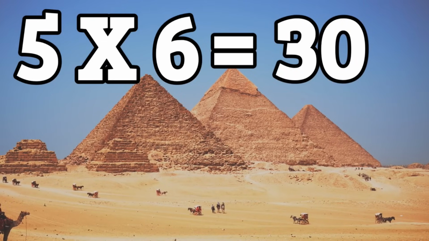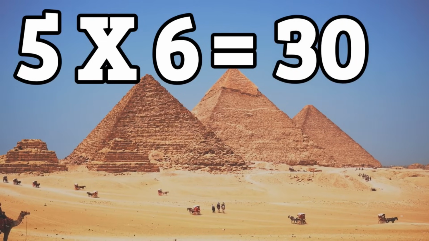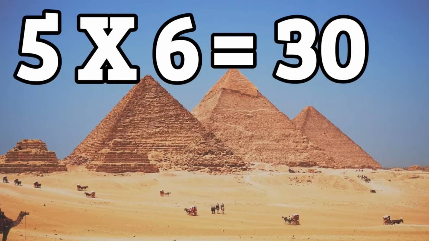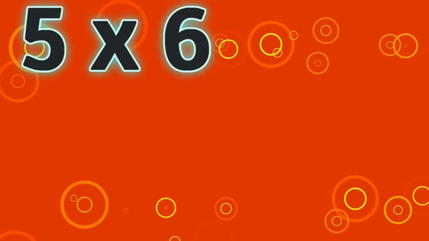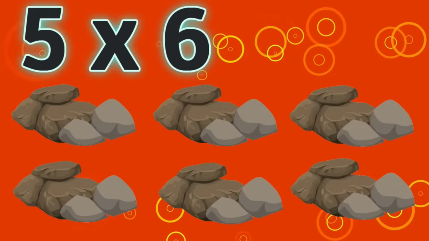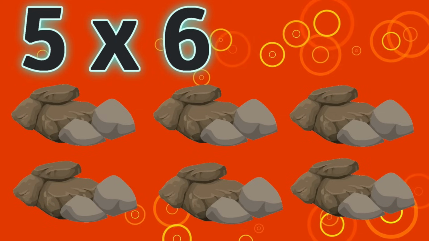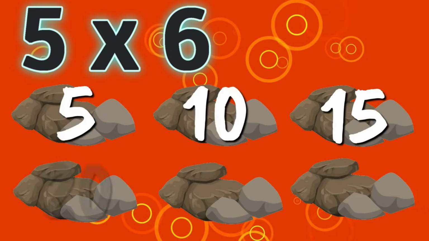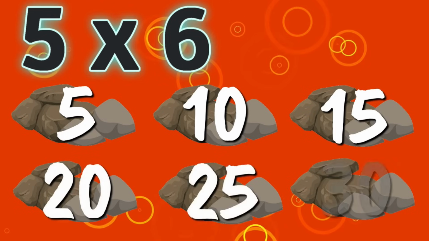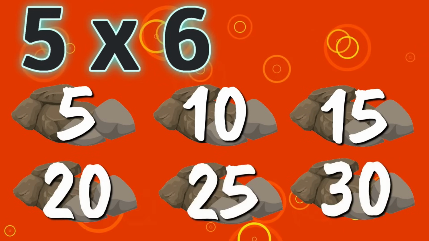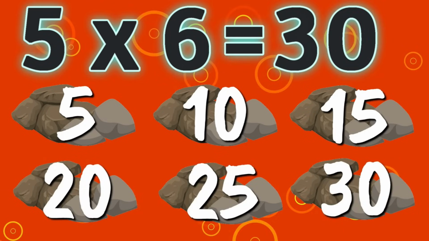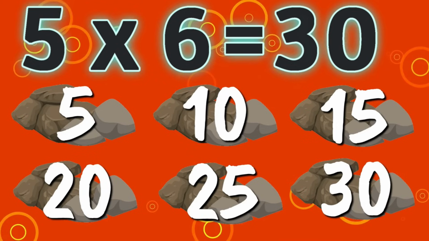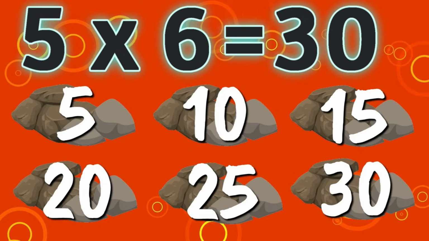30. Very cool. 5 times 6 equals 30. This is a big answer, isn't it? 5 times 6 is the number 5 6 times. To double check this, we can count by 5s. 5, 10, 15, 20, 25, 30. 5 times 6 equals 30. Great job! 30 is the product, the answer to this multiplication problem.